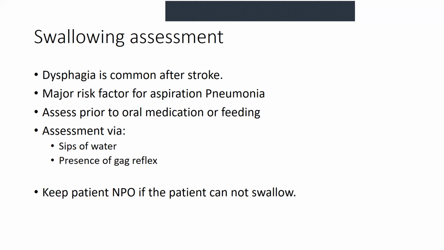Otherwise, if we give medicine and the patient develops aspiration pneumonia, there will be a further complication. So to prevent this, we should first of all check whether the patient is able to swallow or not. If the patient is not able to swallow, then we can place an NG tube. Keep the patient NPO if the patient cannot swallow.